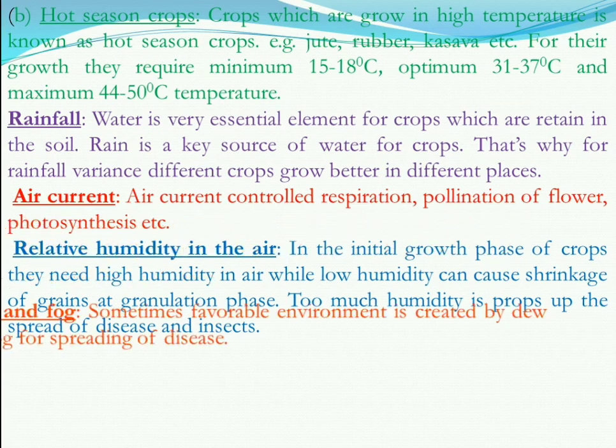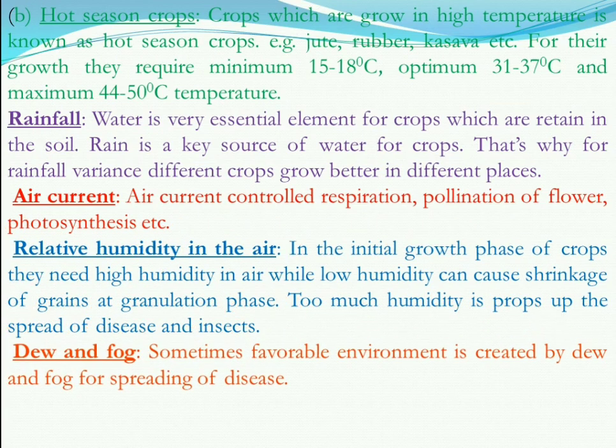Okay, so let us come to the last point of good impact of weather on crops production, that is dew and fog. Sometimes a favorable environment is created by dew and fog for spreading of diseases. Not always dew and fog have good impact, sometimes they're making bad impact also. So sometimes these are doing good and sometimes bad.